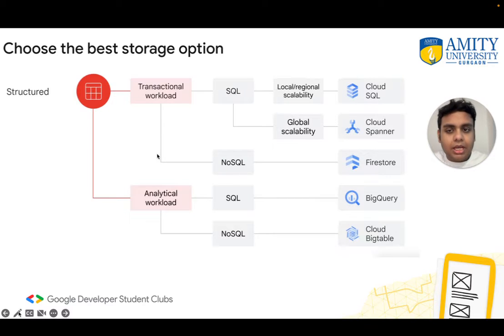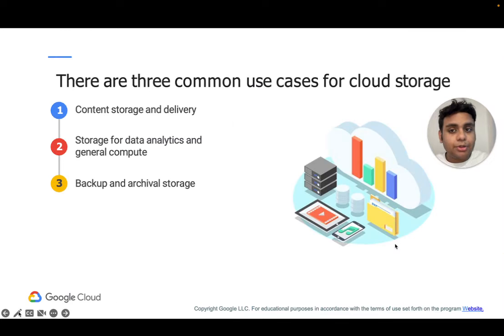Now coming to the NoSQL part of transactional workload. There might be a lot of unstructured data, and you want some dynamic things to happen with that data, but you need to store that data somewhere. So you have Firestore for you. Firestore does the same thing as Cloud SQL and Cloud Spanner, but it stores unstructured, NoSQL data for you. And then comes the analytical workload. Again, when you need to do something on the data, you can go for BigQuery. You can write queries and get something out of it. And NoSQL gives you Cloud Bigtable. So again, a lot of unstructured data put together.